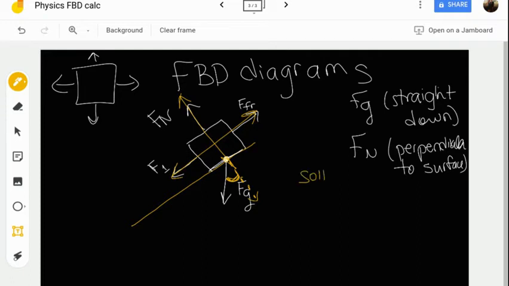And that SOHCAHTOA, I don't remember how to spell the other ones, but that SOHCAHTOA or that trig is going to come in really helpful.